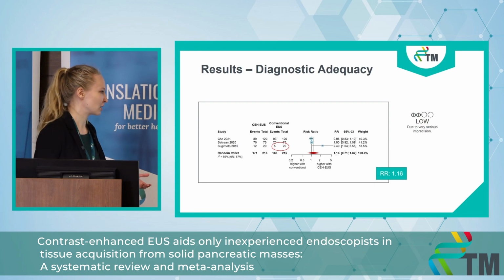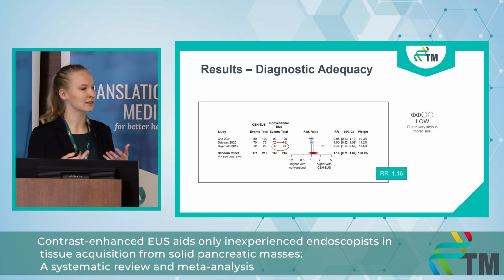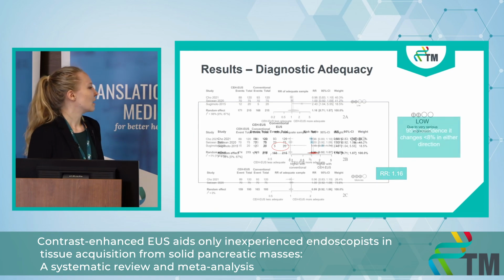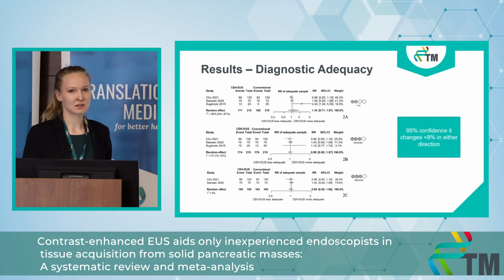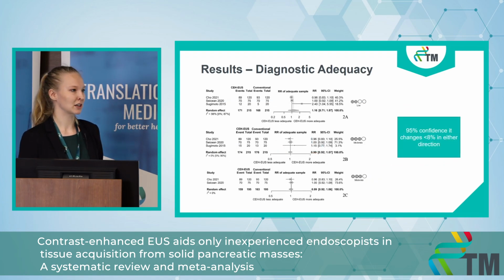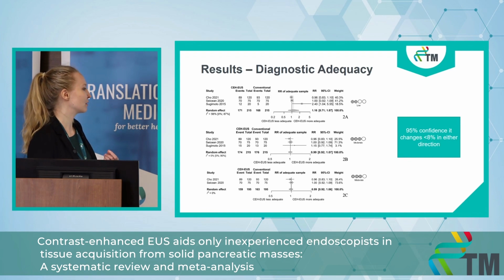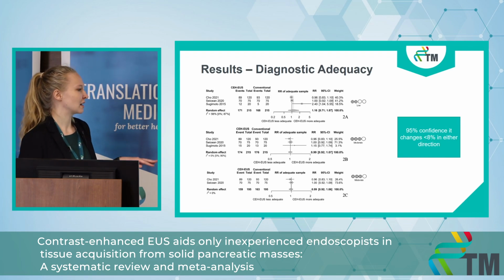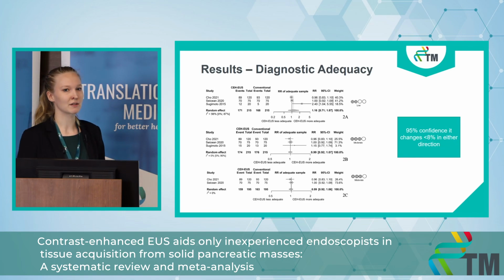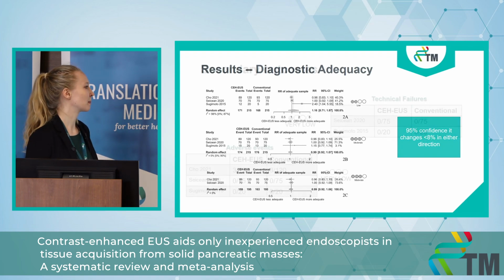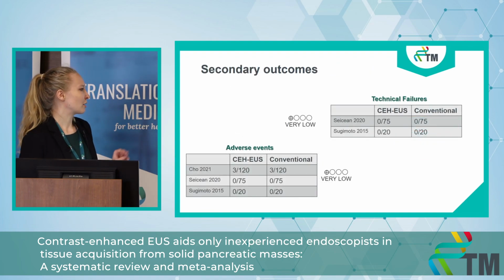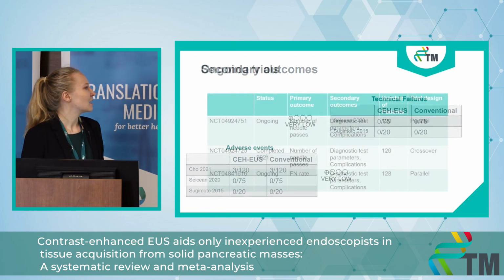Which was strange to us, so we had a closer look, and the first pass in this paper was actually performed by inexperienced endosonographers. We then set up two further analyses, one taking the second pass from that paper into account, which was performed by expert endosonographers, and one taking that study entirely out. Both of these suddenly increased to a level of evidence of moderate, showing that there's absolutely no difference between the interventions. For our secondary outcomes, which were very low and not poolable, we also found 0 event rates for technical failures and adverse events, and equal in both arms.